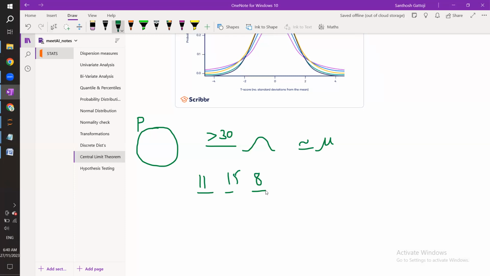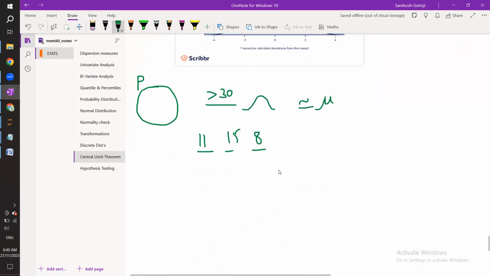So the problem here is that the distribution you get from fewer than 30 samples will not be a perfectly normal distribution. It will be similar to a normal distribution, because you did not have a sufficient amount of samples. If you had enough samples, then it would be a normal distribution, but here you will not have a perfectly normal distribution.